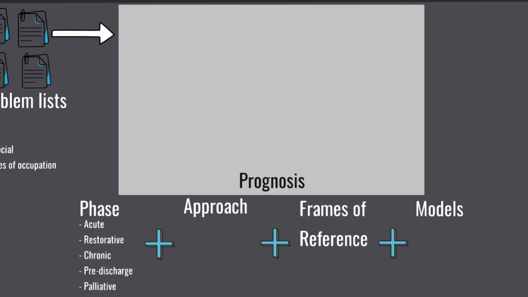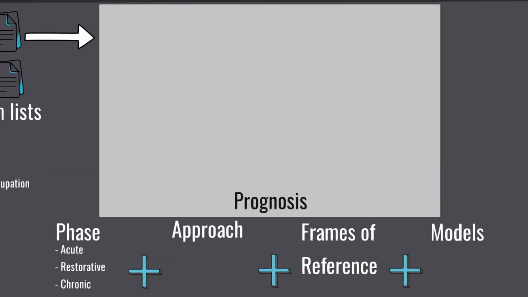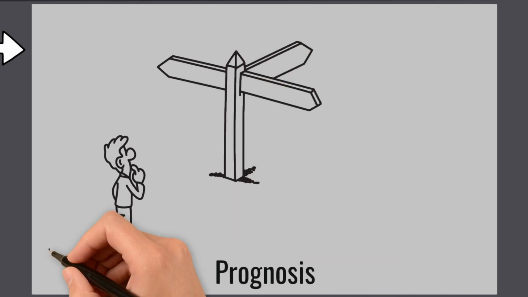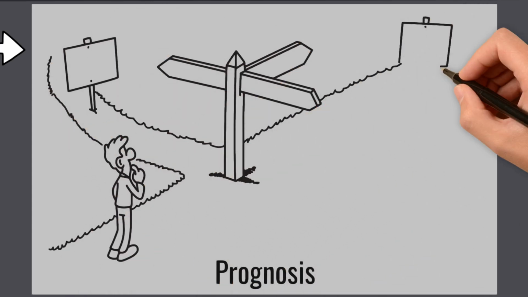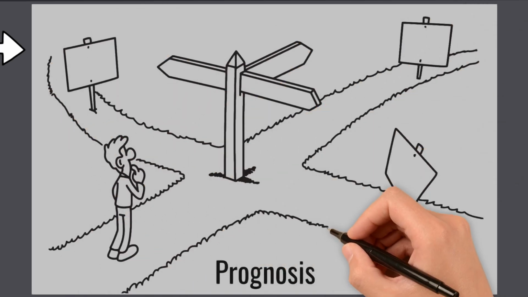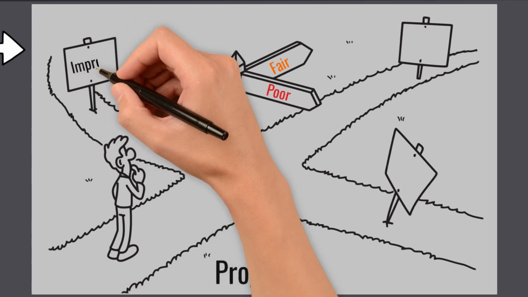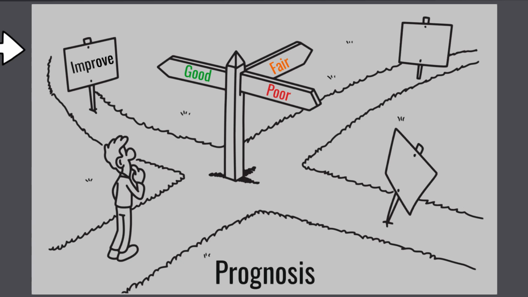Third years are primarily going to see clients in the restorative or chronic phase. This is going to inform, with many other factors, the prognosis of the client. The prognosis of a client can be good, fair, or poor. A client ultimately with an overall good functional prognosis will look at mostly a restorative approach, where we're going to look at improving their client factors and performance skills and their functioning in their categories of occupation.